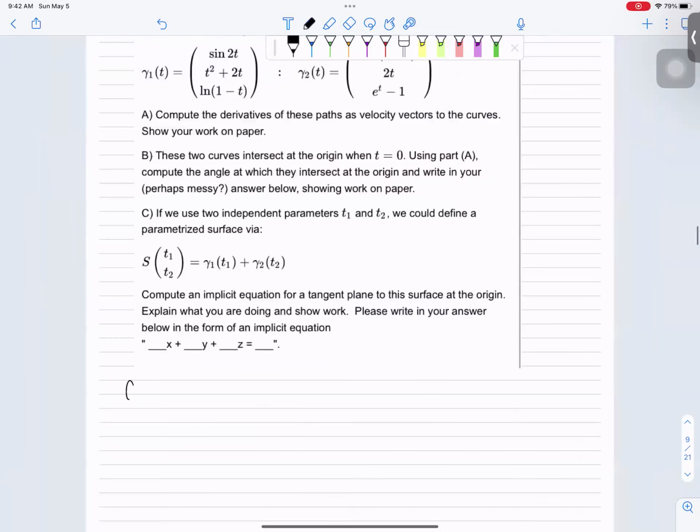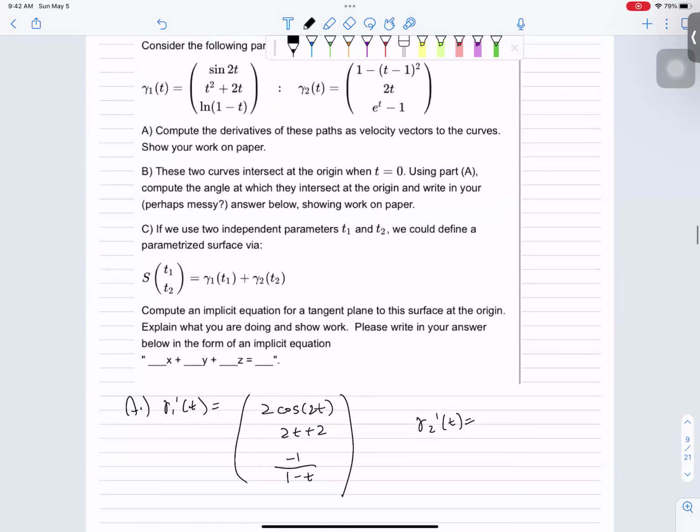So let's do that. The derivative of the first path is, by chain rule, 2 cosine of 2t, 2t plus 2, and the derivative of natural log is going to be the chain rule derivative of the inner thing, which is -1, over the actual thing, 1 minus t. All right, and what about the second thing? The derivative of the second curve is going to be, by chain rule, -2 of t minus 1 times 1, 2, and e to the t. So I'm taking the derivative with respect to t, the variable I have.